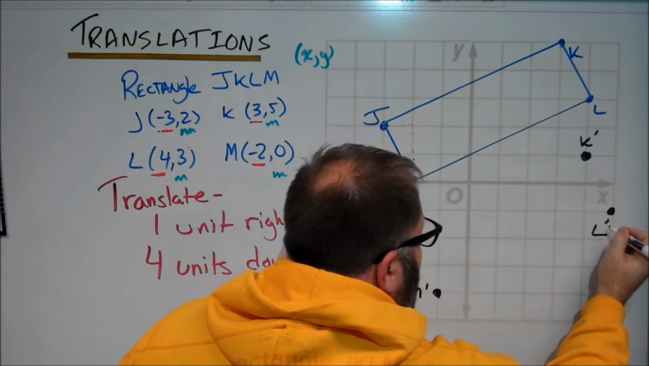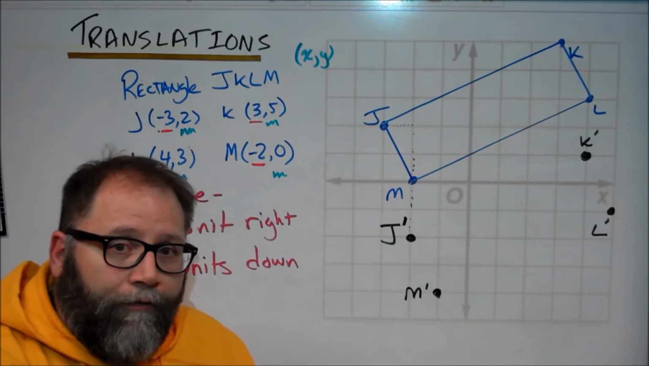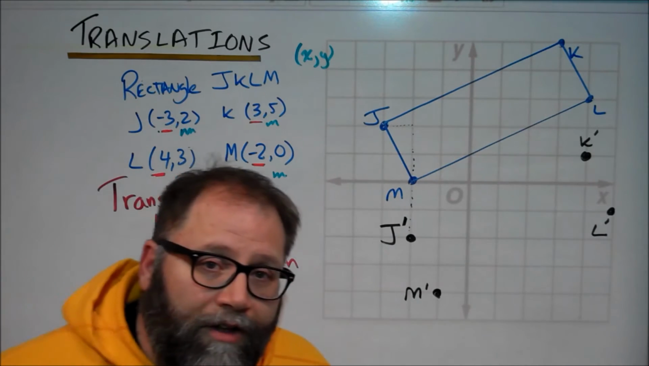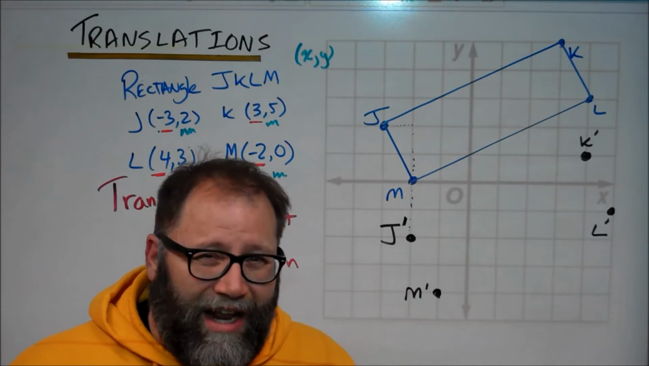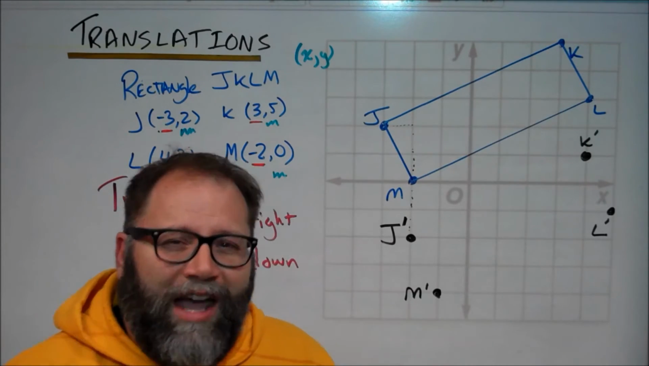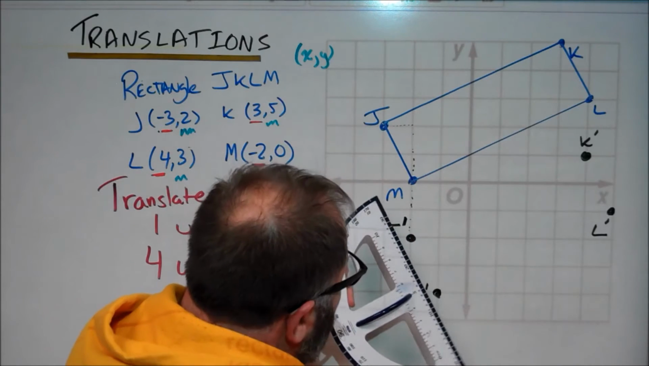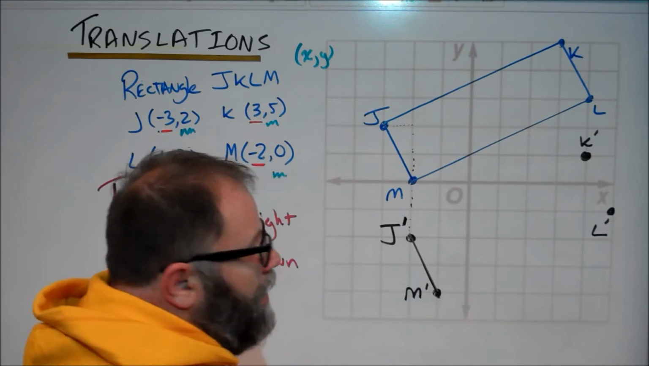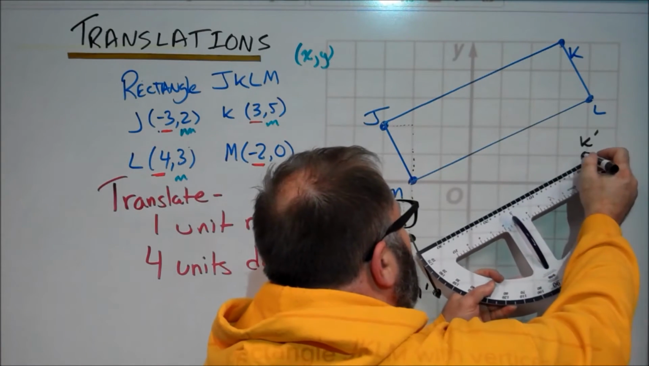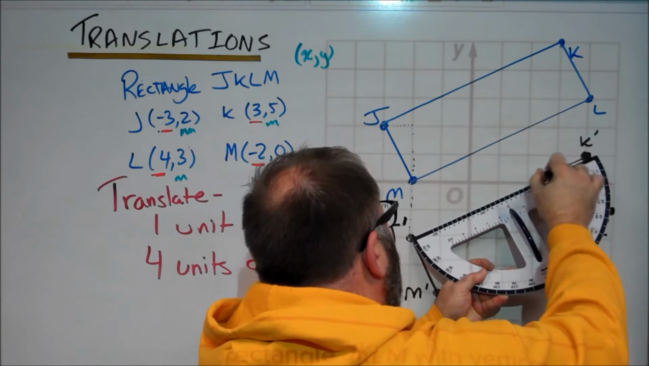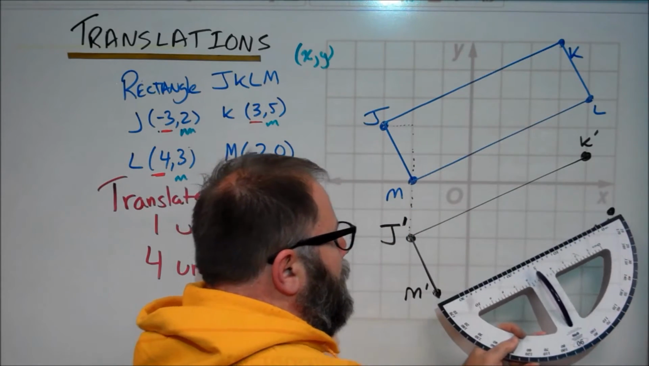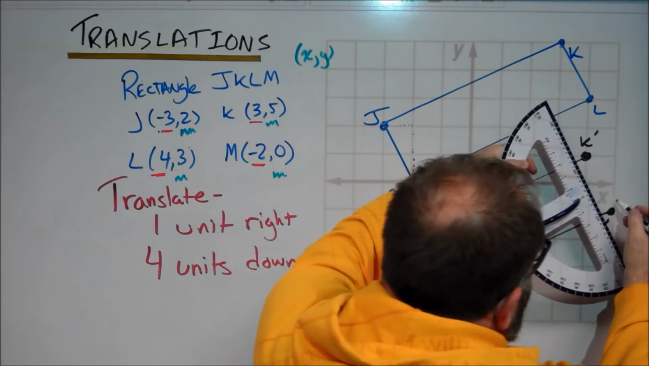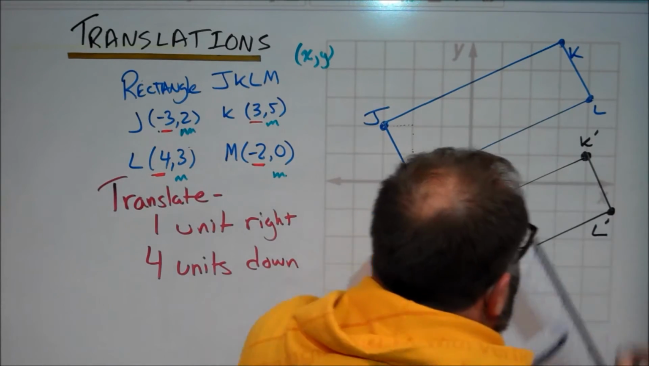There is L prime right there. Now, for the sake of your math teacher's heart, please, when you go to draw your image, get a straight edge. Don't just freehand it and give us a heart attack. Just take your straight edge, line it up, put your pencil on one dot, get your straight edge straight, and draw across.